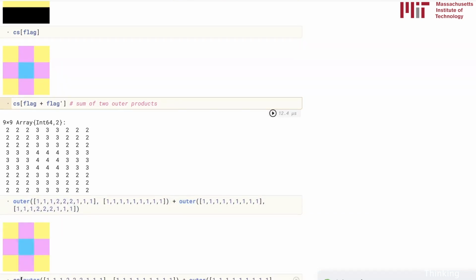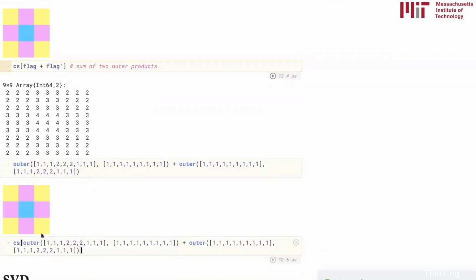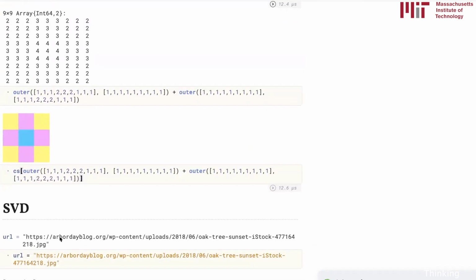All right, so we might explore this in the homework, that lots and lots of flags can be written as the sum of outer products. Thereby saving, I mean, you might be able to imagine doing better than this, but I'm not using 81 numbers by any means to represent this flag. Well, now let's push this all the way and talk about actual real images.